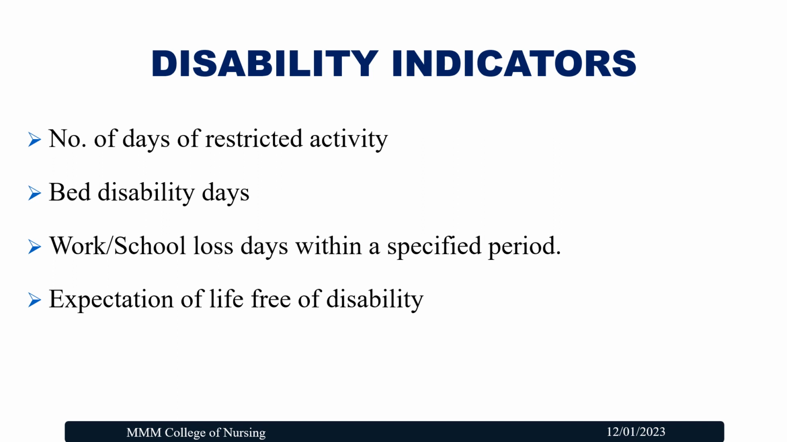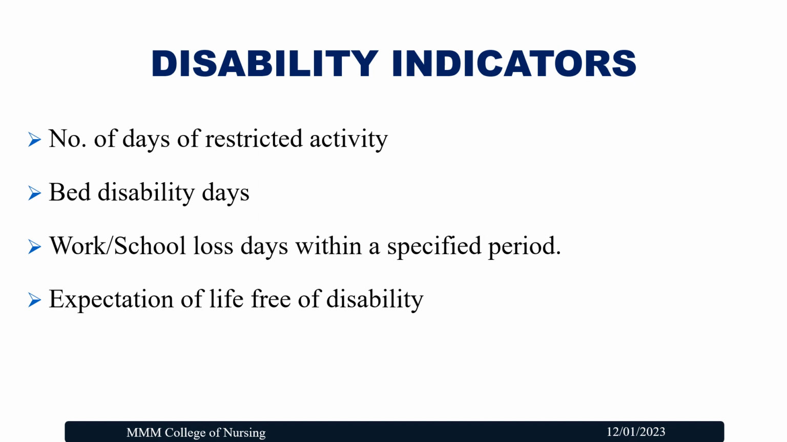The next indicator is disability indicators. Here: number of days of restricted activity, bed disability days, work or school loss days within a specified period, and the expectation of life free of disability. These are all the indicators that come under the disability indicators. Maybe due to an accident, the disability may be temporary or permanent.